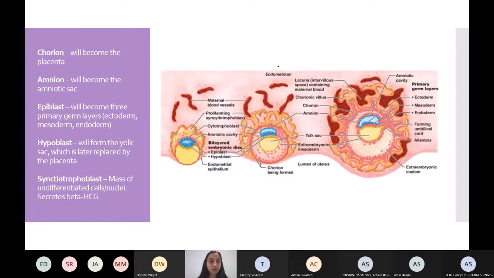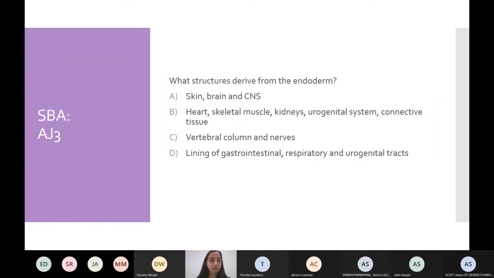This is a little diagram to show that we've got the epiblast and the hypoblast. So we've got a 2-layer structure here within the blastocyst, which is attaching itself into the endometrium. We'll come back to that picture in a moment. I've just got another SBA.